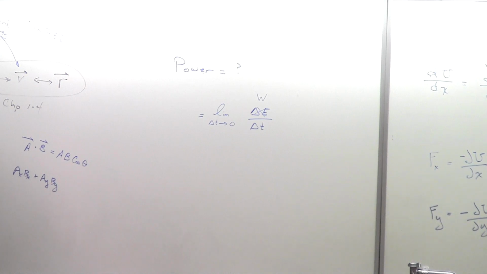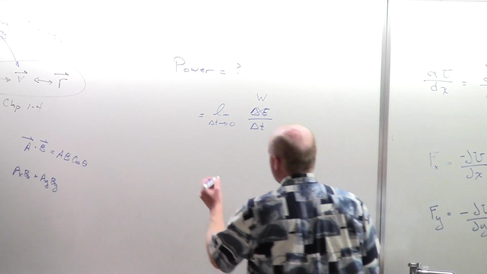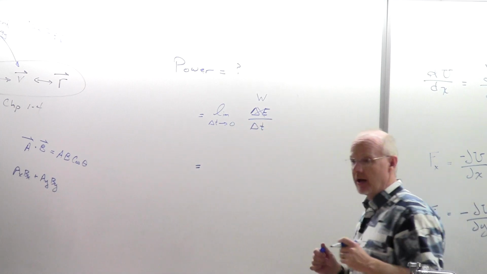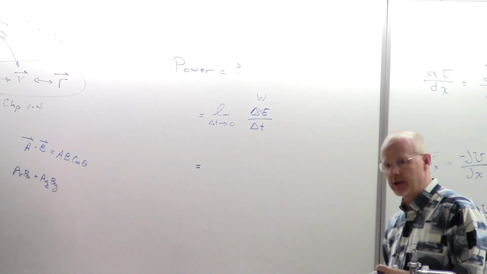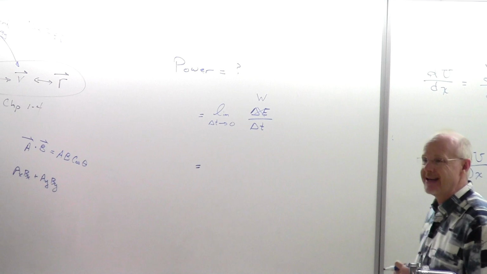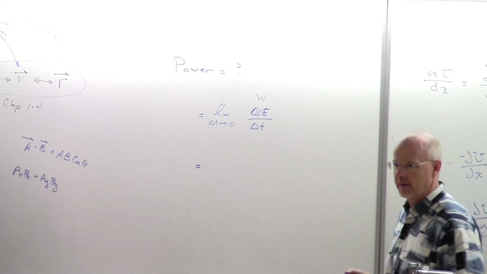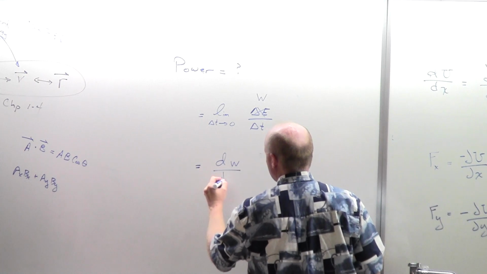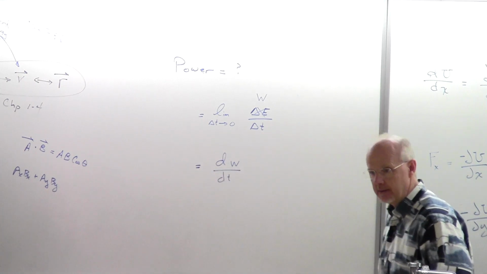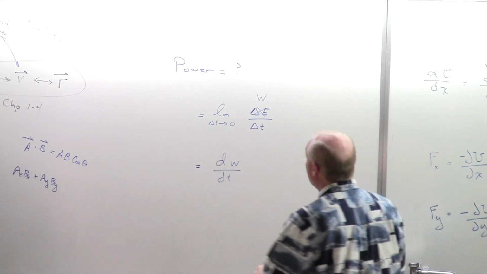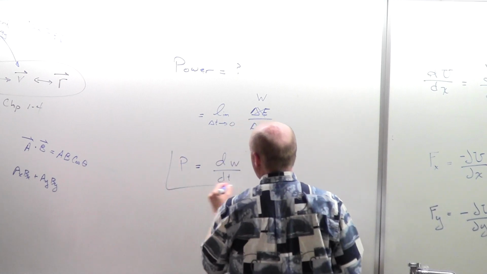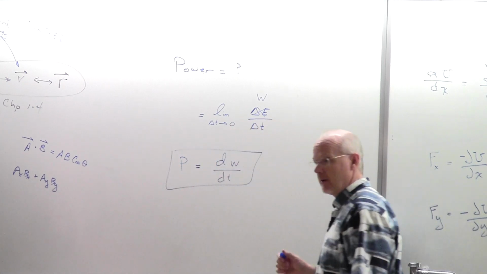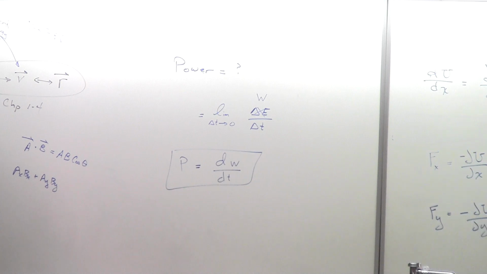Now, of course, since you noticed how I wrote it, trying to take advantage of your education in calculus here, how would you write the next step? Wouldn't you write it as dW/dt, right? And so there's going to be our definition of power. The rate at which work is being done.